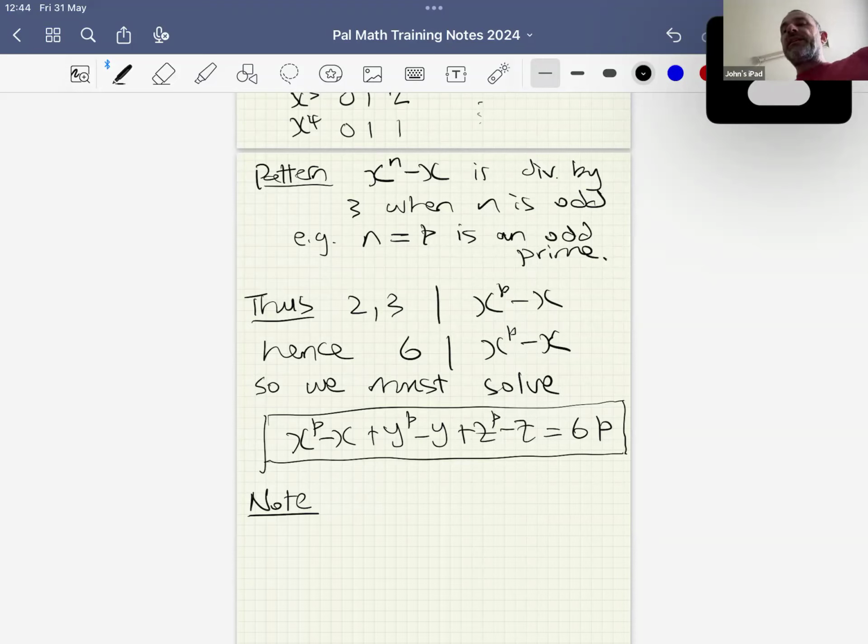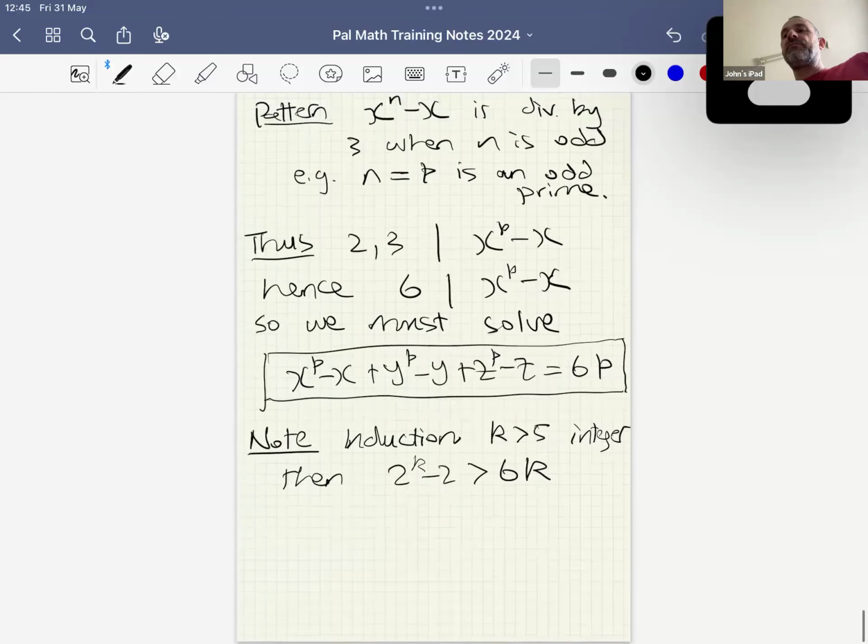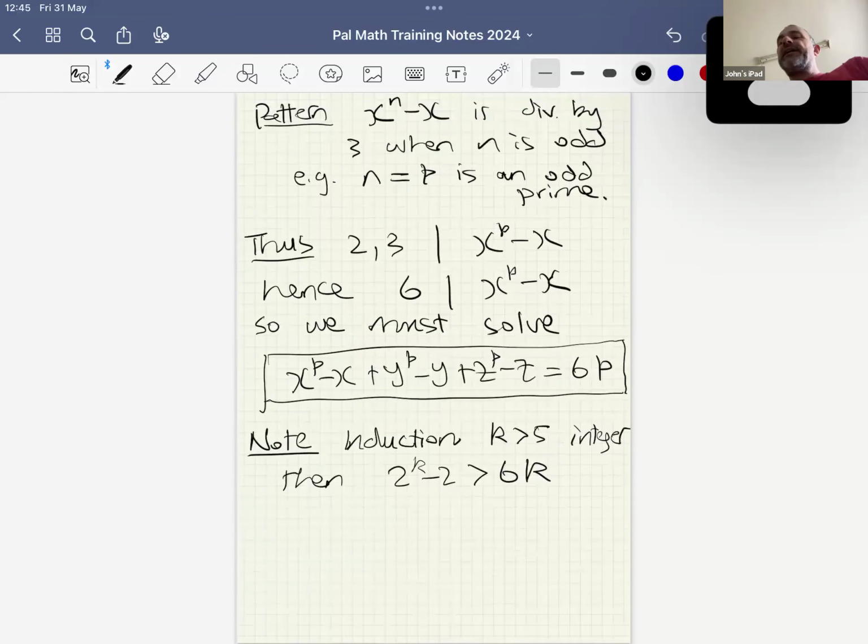Yeah, so you can prove the following by induction. I won't go through the details, but if k greater than 5 is an integer, then you can show that 2 to the k minus 2 is greater than 6k. Okay, so you prove that by induction.